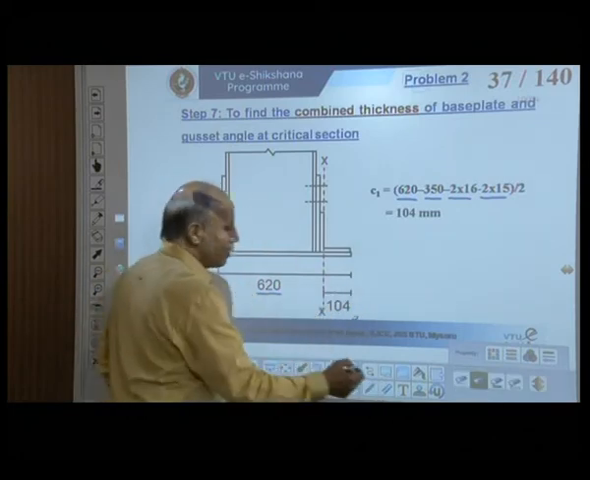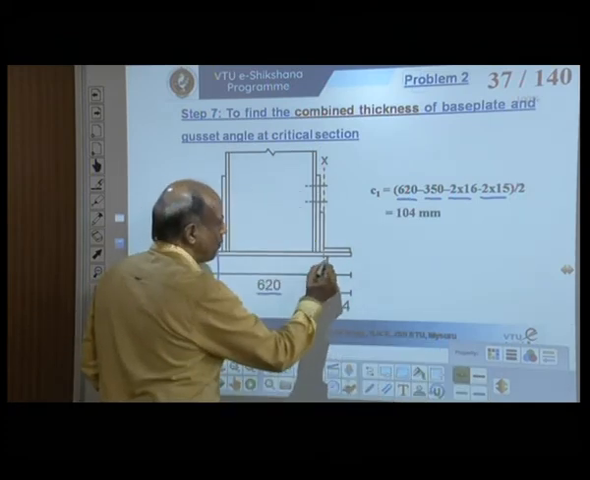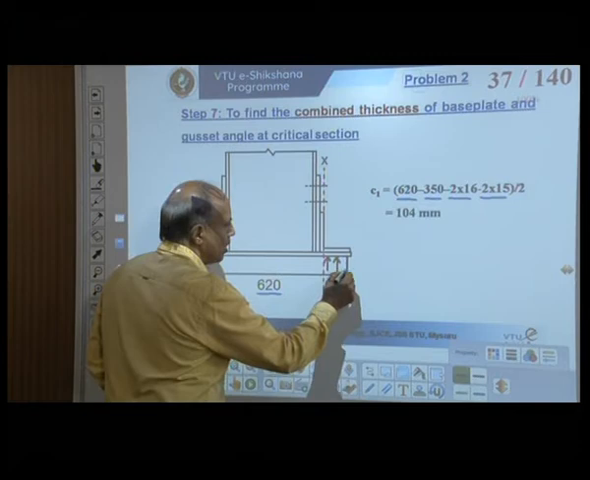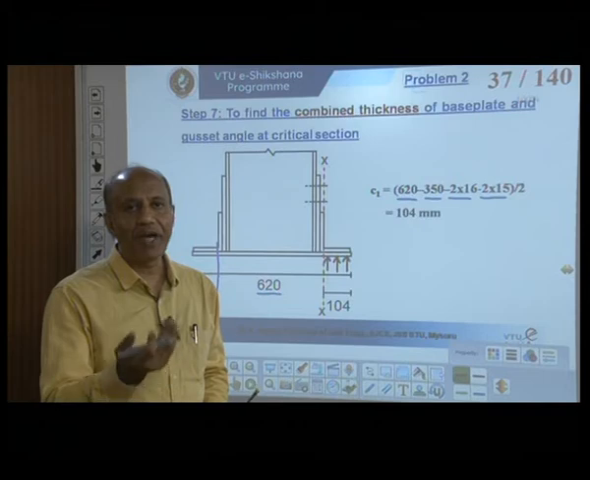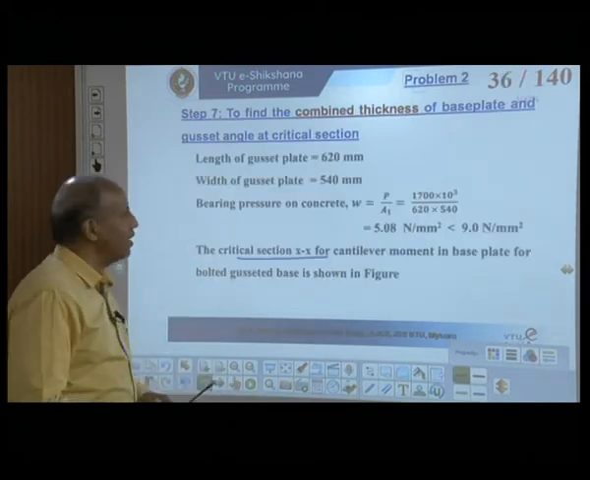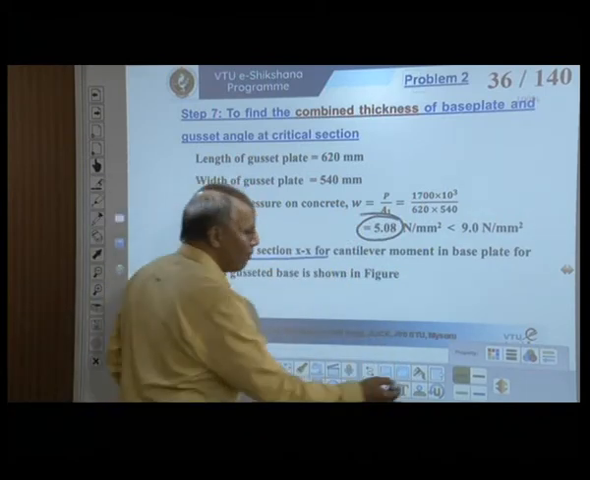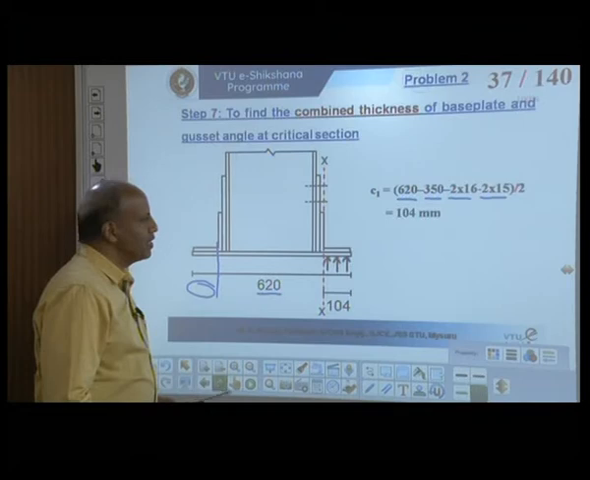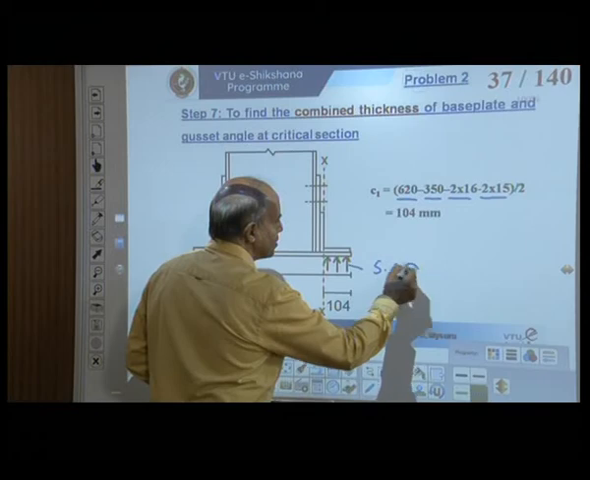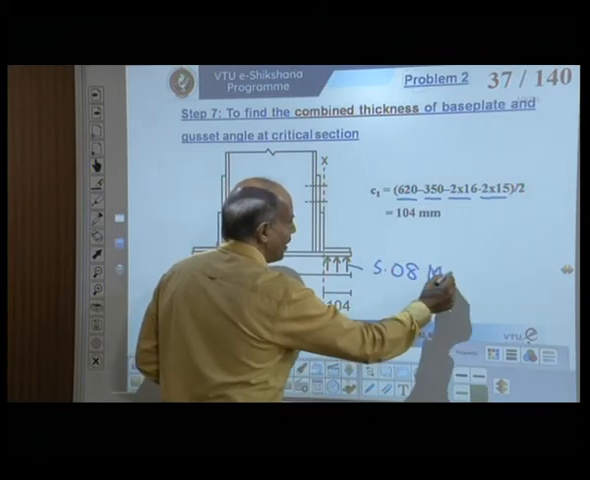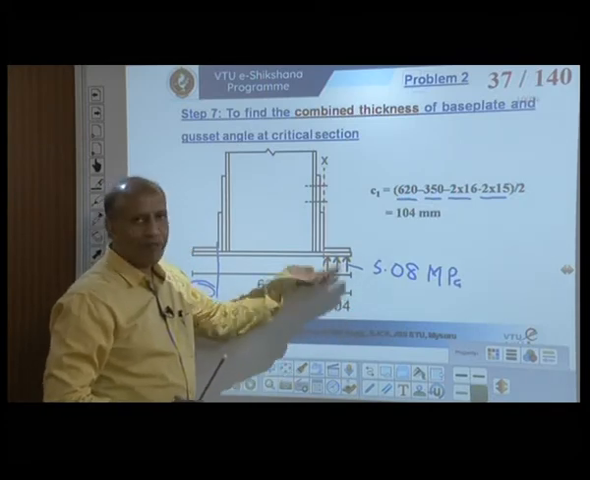Now, this particular plate is subjected to upward pressure, something like this. We have the upward pressure acting here. So, it is just a cantilever plate that we are trying to have here, and we have calculated the bearing pressure in the previous slide. The bearing pressure is 5.08 megapascals, which is trying to push the plate from the bottom.